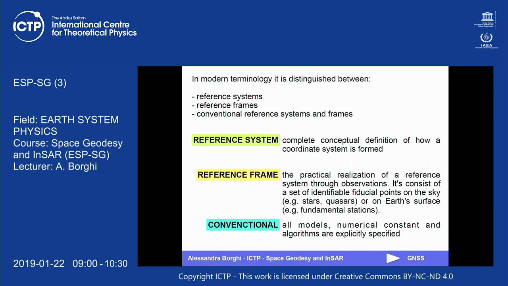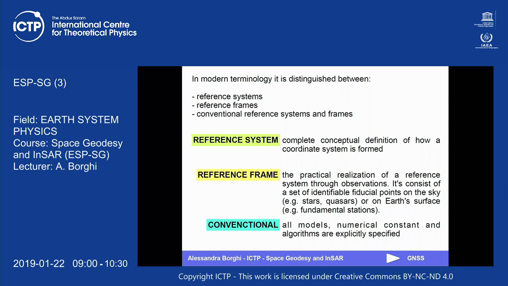This represents a materialization, a physical realization of my reference system. That now is just a definition, a mathematical definition. So these are also called fiducial points, and could be a point on the Earth or also a star, quasar, and so on. So we need some points that I really can identify, because I know the coordinates of this in this reference system. And another definition is conventional.